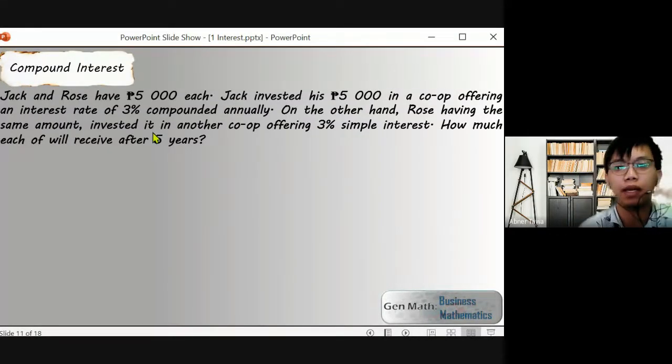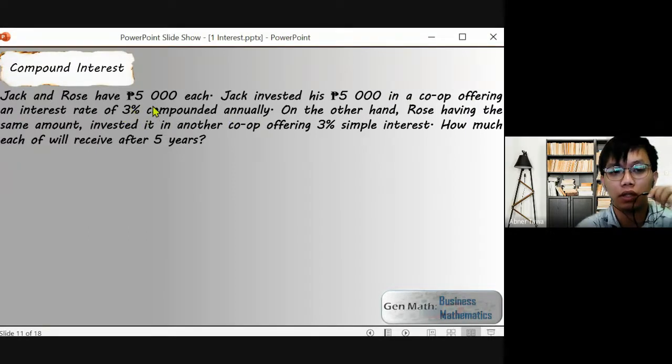So para mas maintindihan natin yung compound interest, magkaroon muna tayo dito ng scenario. So we have here friends, magbarkada, or it depends. So we have here Jack and Rose, meron silang tigpa 5,000. So si Jack meron siyang 5,000, si Rose meron din siyang 5,000. And then meron silang given option. So yung si Mr. Jack, yung 5,000 niya, ininvest niya sa isang co-op, kung saan yung co-op na yun nag-o-offer ng 3% compounded annually. Okay?